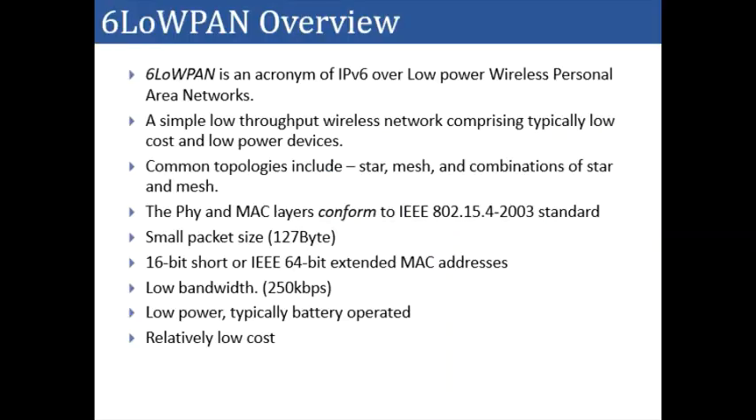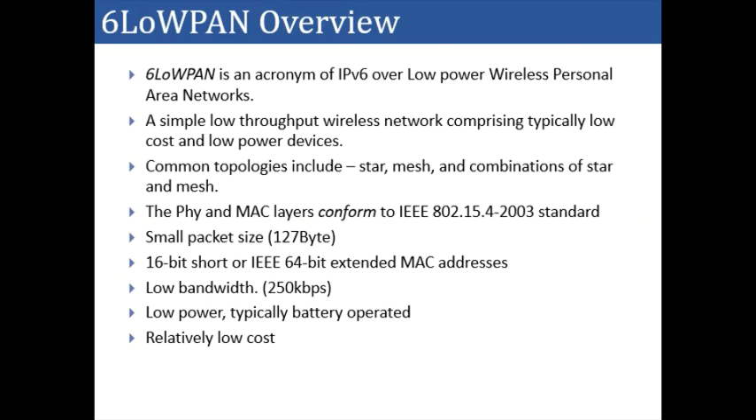So in this video, we will start our discussion on 6-LoWPAN. So let's try to understand what is 6-LoWPAN. 6-LoWPAN is an acronym of IPv6 over low power wireless personal area networks. It is a simple low throughput wireless network which comprises typically low cost and low power devices.